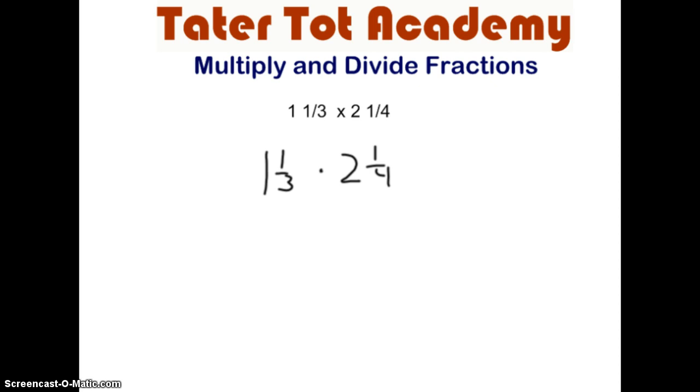So I'll go 3 times 1 gives me 3, and I add the 1 from the top of it to give me 4. So I will have 4 thirds, because 3 times 1 is 3, plus the 1 on top is 4. We're going to do the same thing to the other side.